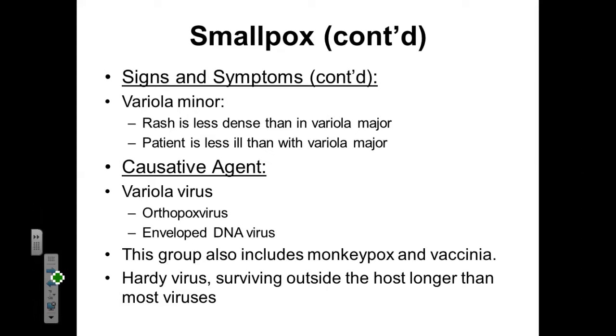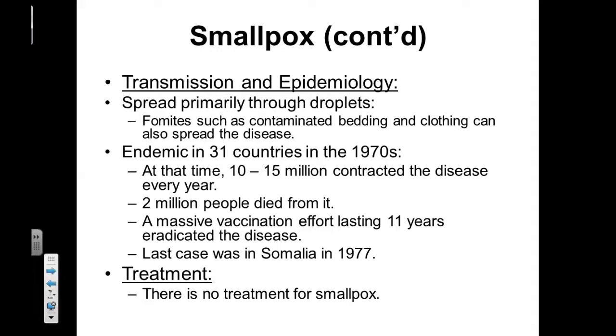Both variola minor and major are caused by the variola virus. It's an orthopox virus that's enveloped and contains its genetic information in DNA. This virus is also in the same group that includes monkeypox and vaccinia. It's a very tough, durable, hardy virus. It's capable of living outside of its host longer than most other viruses. Smallpox is spread primarily through droplets; sometimes a fomite like contaminated bedding or clothing or other object that the patient came in contact with can spread the disease.